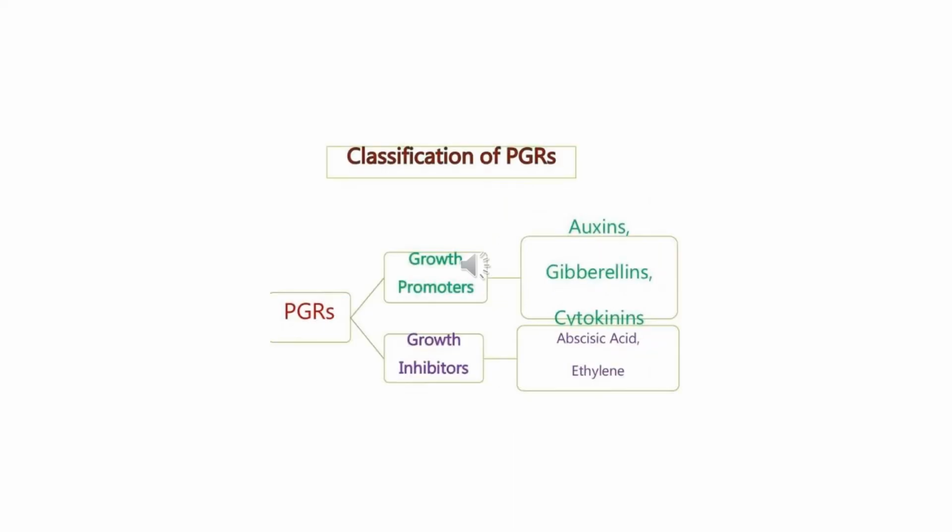Classification of plant growth regulators: growth promoters and growth inhibitors. There are 3 types of growth promoters: auxin, gibberellin, and cytokinin, which promote the growth of a particular type of cell. And there are 2 types of growth inhibitors: abscisic acid and ethylene, that inhibit the growth of a particular type of cell.